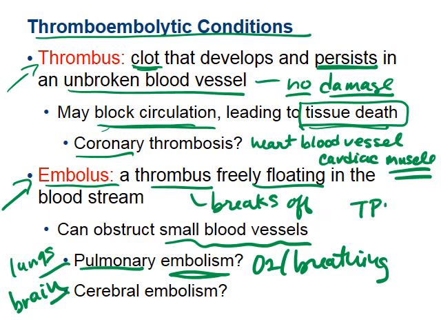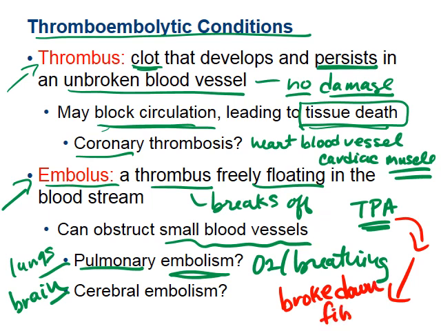Remember, real quick, sorry, TPA, tissue plasminogen activator. What did TPA do? TPA broke down the fibrin, right? The fibrin mesh. So TPA is something that we can give patients who have these persistent clots. We can give them tissue plasminogen activator, and hopefully it'll break down the clots. So there is treatment, but you just have to know that you have them.